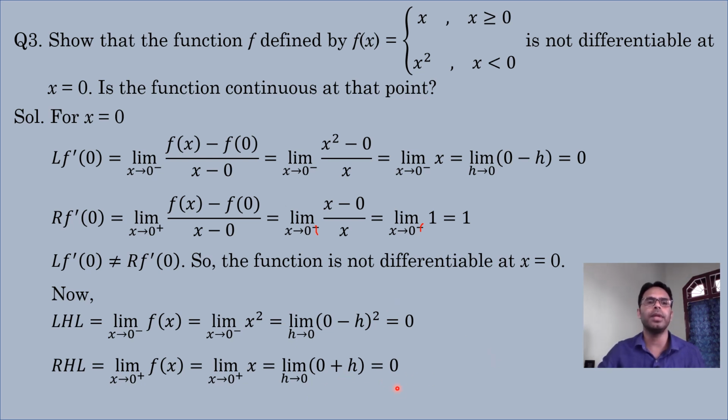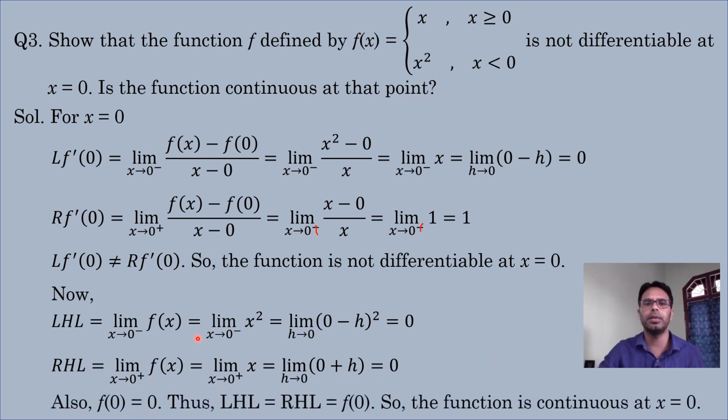And f0 is already 0, you see here f0 equal 0 is in this line, so f0 is equal to 0. Thus the left hand limit, right hand limit and function value are all equal, so the function is continuous. So it is not differentiable but continuous. Okay, so this completes the solution of the problem.